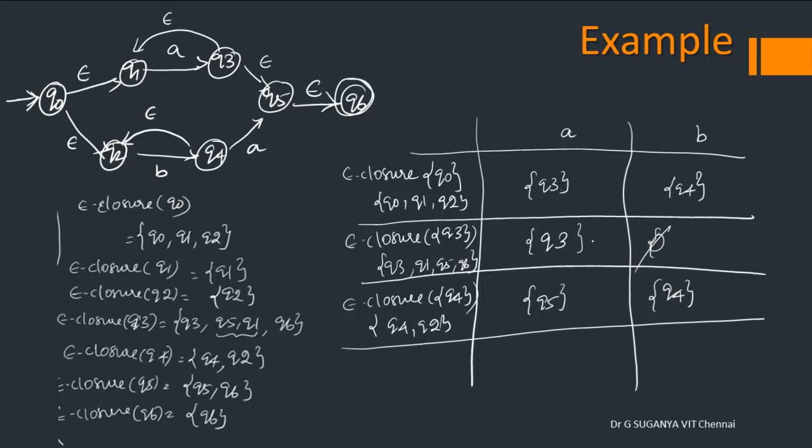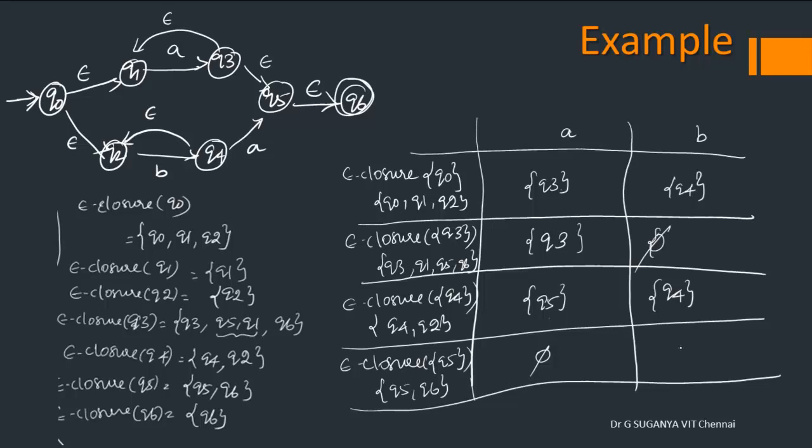Then from Q3 again you need to define. Since it is already defined, you can use the same state. From Q5 we have it to define, so epsilon closure of Q5. What is epsilon closure of Q5? It is Q5 comma Q6. So Q5 on A no transition, Q6 on A no transition. It is a phi set. Then from Q5 on B no transition, from Q6 on B no transition. That's all. From Q4, if you take again, it is to the same state. No new state transitions are found.